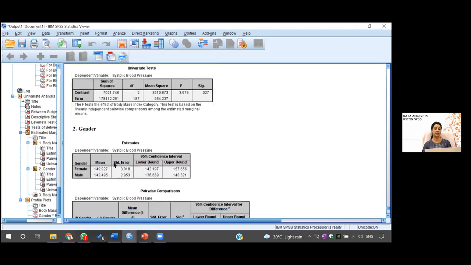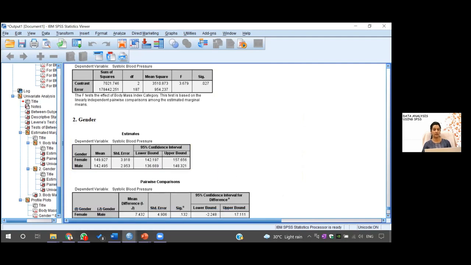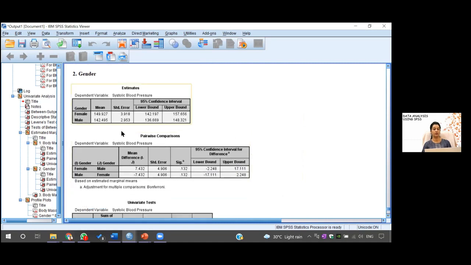Then this is the simple main effect of gender. If you see the simple main effect, this tells you that the systolic blood pressure was 149 and 142 in the male and female groups with its 95% confidence interval. And if you come down, it will give you the pairwise comparison also of male and female. It will not be too many comparisons because there are only two groups. So the difference between the male and female is only 7.